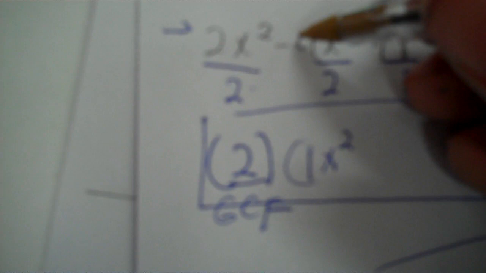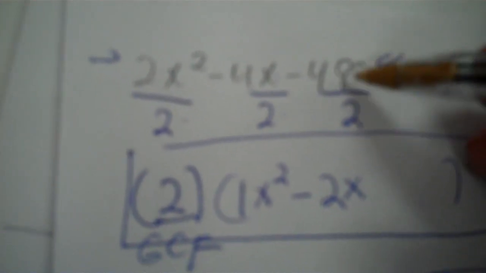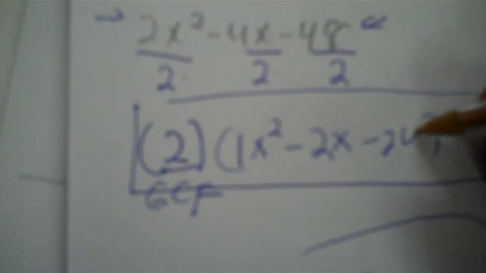So we just start dividing by 2 up there. So 2 divided by 2 is 1. Now also there's x second, but there's no x there, so that x will stay to the second power. Then negative 4 divided by 2 is negative 2. And there's an x there, but there's no x on the bottom, so that x is going to stay. And then negative 48 divided by 2 is negative 24.